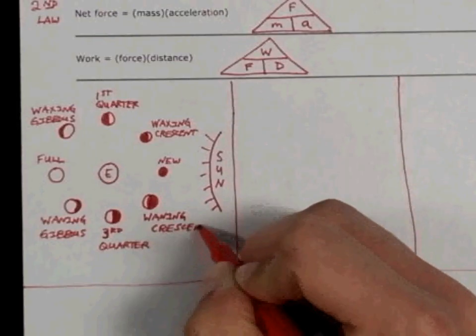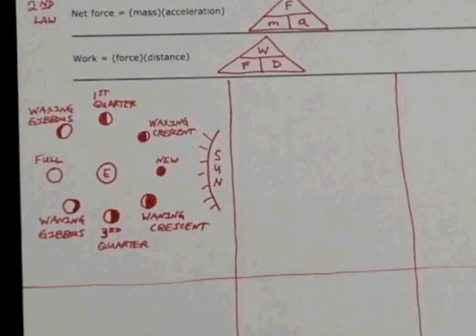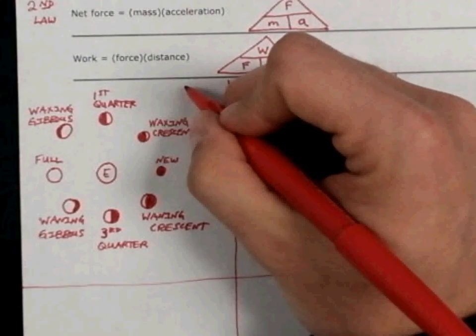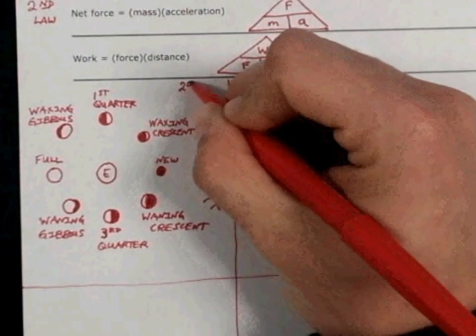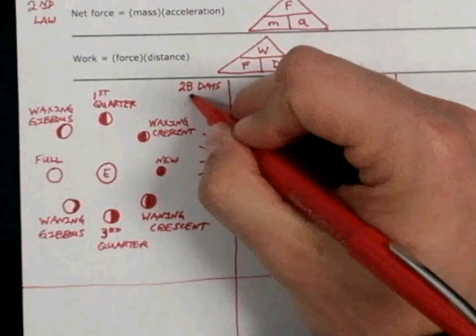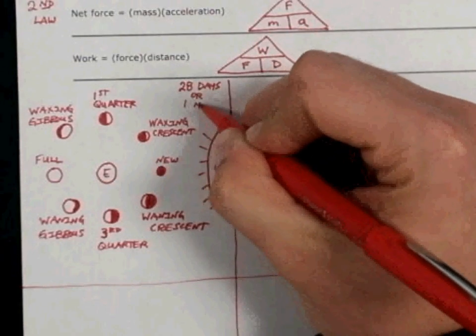I do want to label the full cycle in the upper right hand corner. I'm going to label the full cycle as about 28 days. I think it's officially 29 and a half, but about a month, right? So from new moon all the way around to new moon again is 28 days.